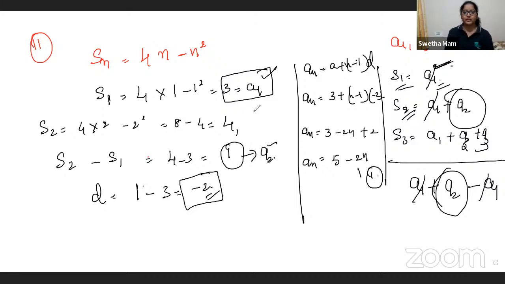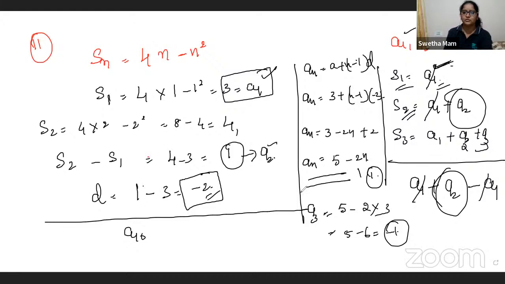Keep this. Now we have to find out A3. A3 is equal to 5 minus 2 into 3, that is equal to 5 minus 6, that is equal to minus 1. So we have to find out A10 also. Use the same equation, this is only AN, understood? So how do you do A10? It is 5 minus 2N, 2 into 10. So 5 minus 20, that is equal to minus 15.